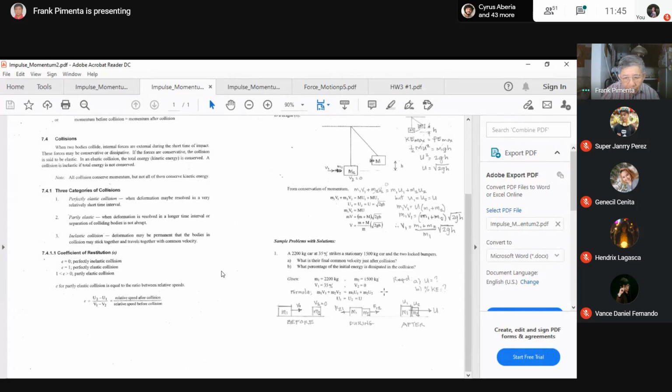Now, since the two lock bumpers, the final velocity of u1 equals the final velocity of u2, and that is the common final velocity denoted by capital letter U. So u1 equals u2 equals U. So we can substitute now in the formula. Since v2 is 0, this term equals 0.